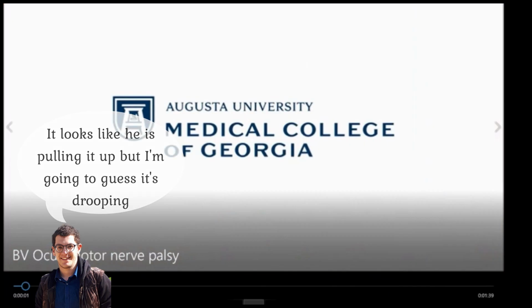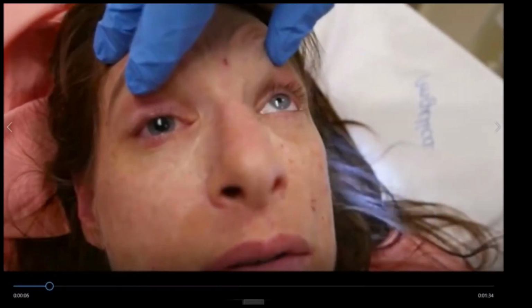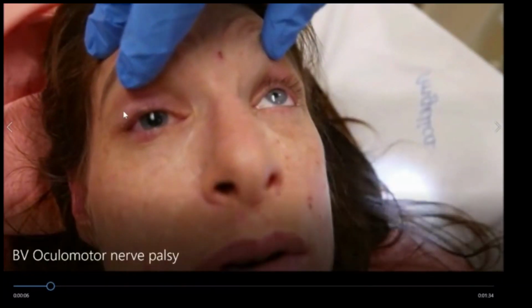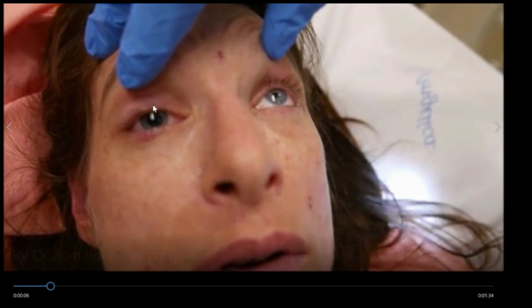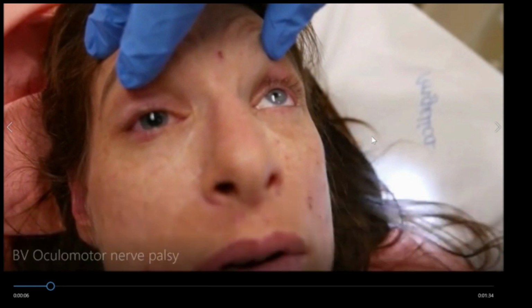Let me show you the video again. I'm going to shine a light in your eye, okay? So you look straight ahead. So he was actually pulling up this eyelid, but not this one. So it means that there is some ptosis on this side, and there is a dilated pupil. Do you think that this is related to Horner's syndrome, for example?